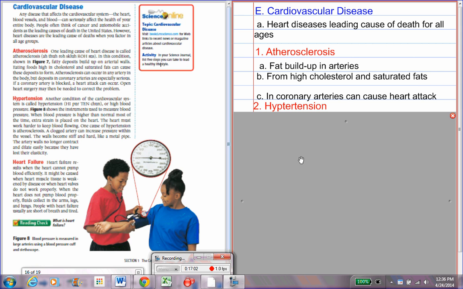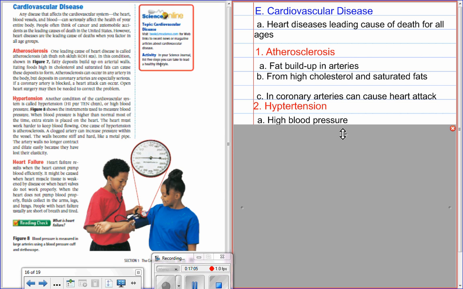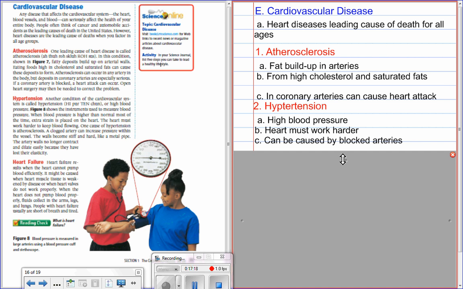Okay, here we go. Hypertension. Hypertension is called high blood pressure. And why is it bad? It's bad because the heart must work harder. What causes it? Blocked arteries, okay, which are also known as arteriosclerosis.